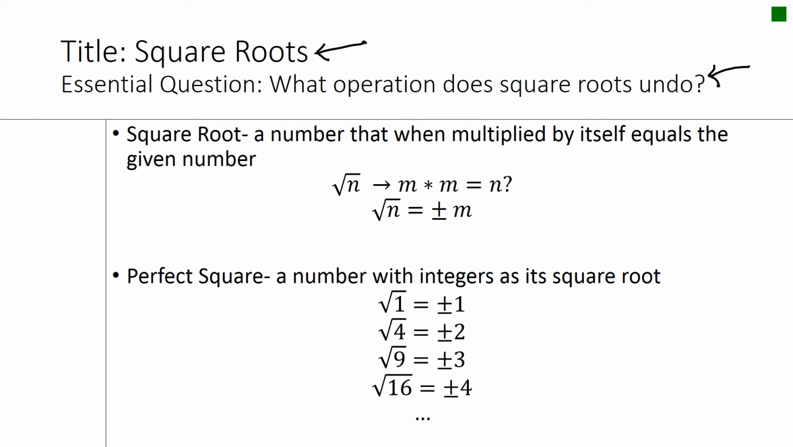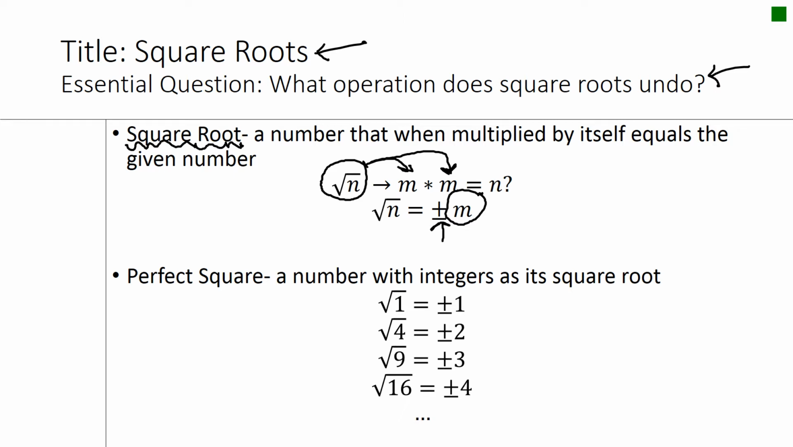All right. First, let's go ahead and put the formal definition of what a square root is. A square root is a number that when multiplied by itself equals a given number. So if we're taking the square root of any number, we're looking for what number times itself gets us that number, and that's our answer.